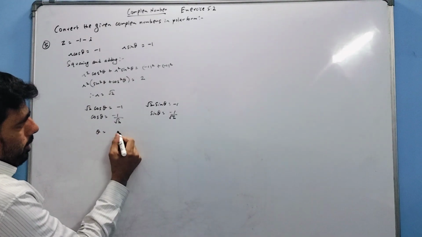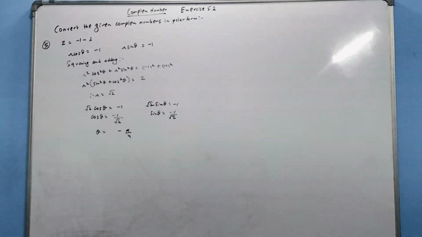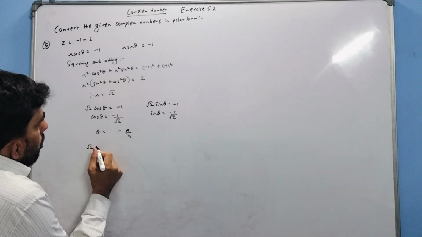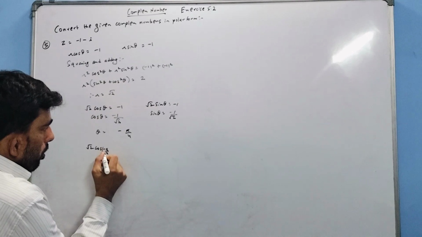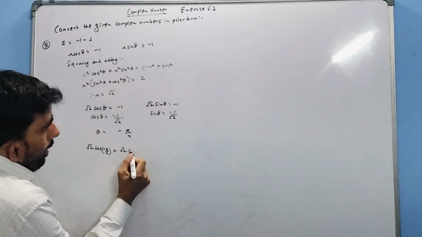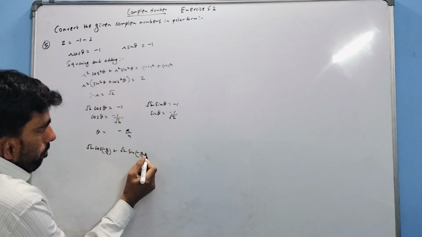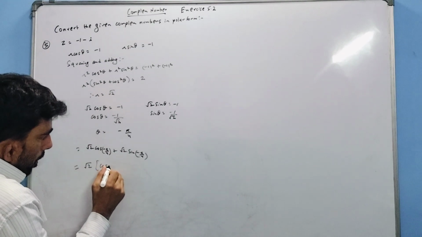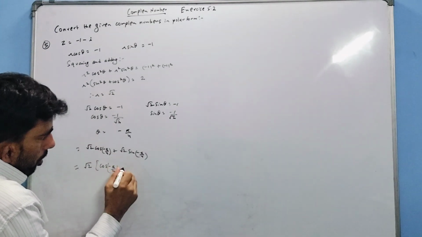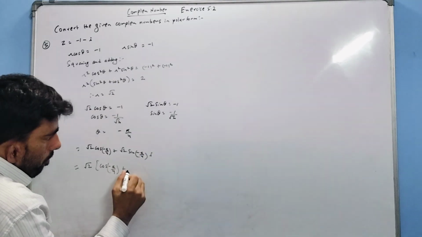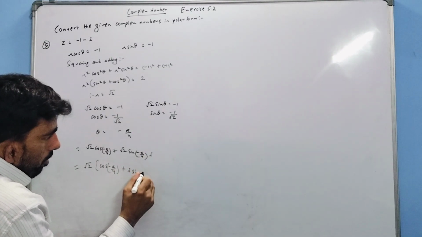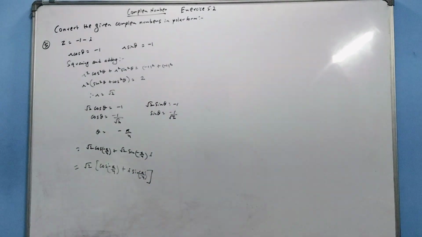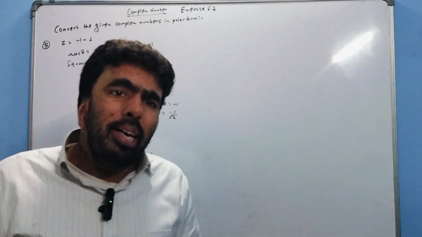Now after finding theta, we will write its polar form, that is root 2 cos minus pi upon 4 plus root 2 sine minus pi upon 4. So we can take root 2 common. So we have cos minus pi upon 4 plus i also here, so we will write i sine minus pi by 4. Okay, so that is how we find the polar form of the given complex number.